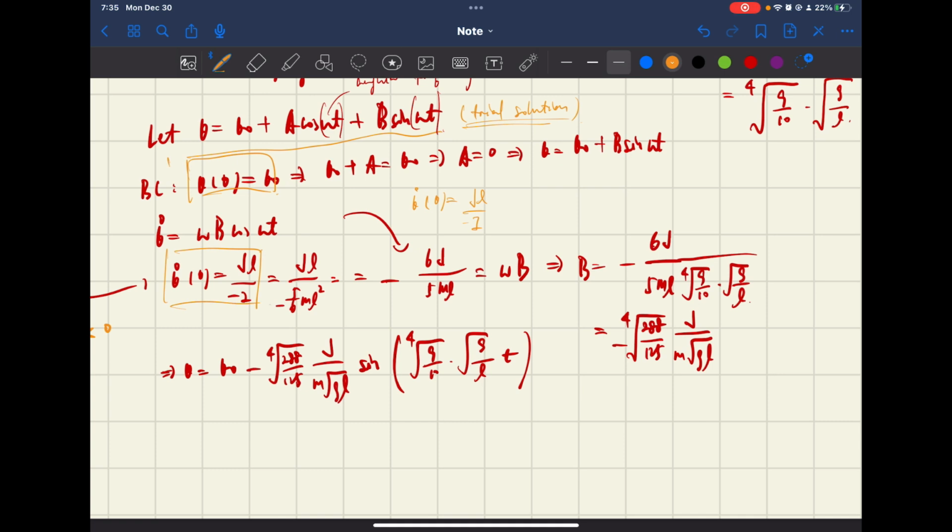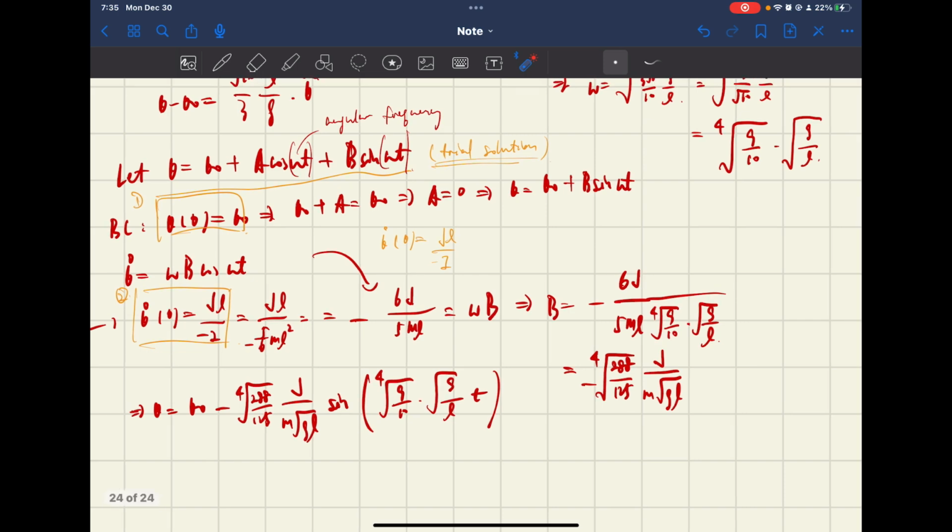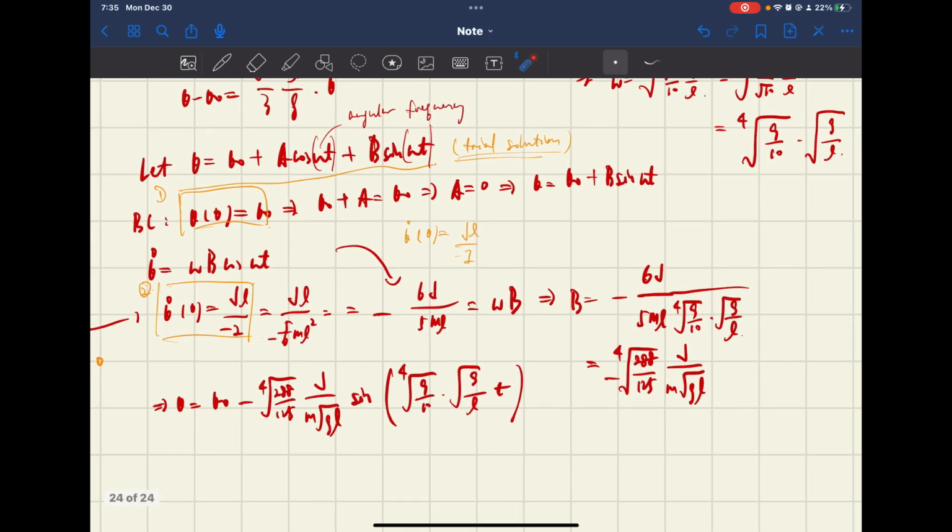So this is BC1, this is BC2, and because we already know the value for omega, we just want to know the value for b. After substituting this inside, we'll get the value for b, and the solution will take the form as follows. So this is the final answer for this problem.